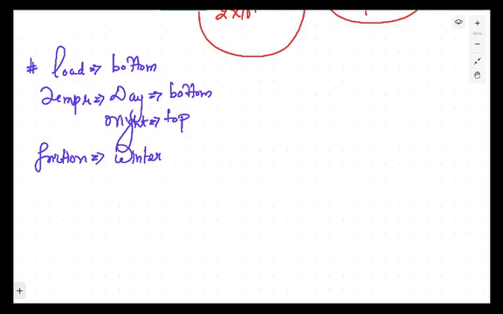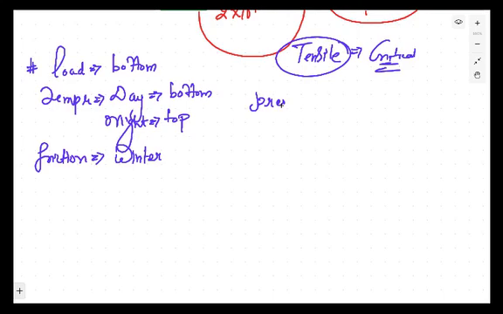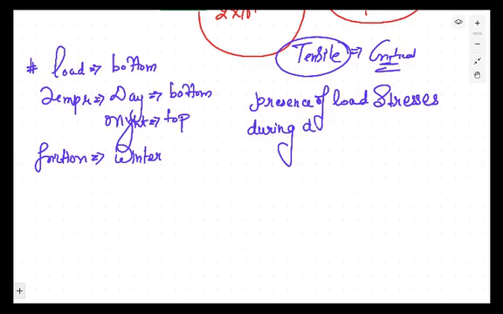It means that if somebody will ask you, we know that the tensile, अगर total tension develop हो रहा है तो it is critical. Now if somebody will ask you कि what will be the particular critical situation for a particular slab, then you can say that the presence of load stresses during daytime in winter, this will be the critical portion, this will be the critical situation.